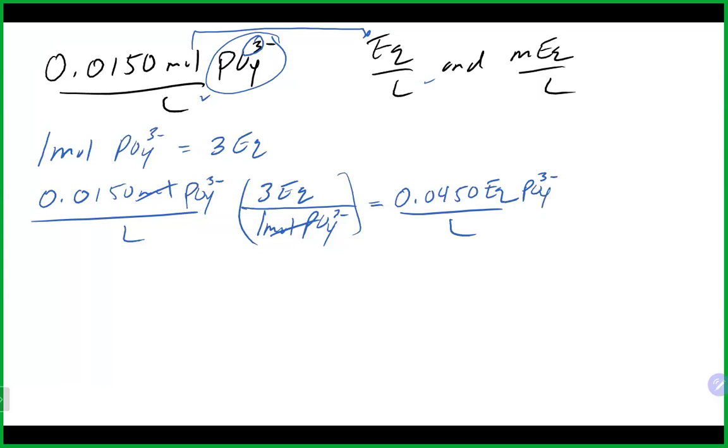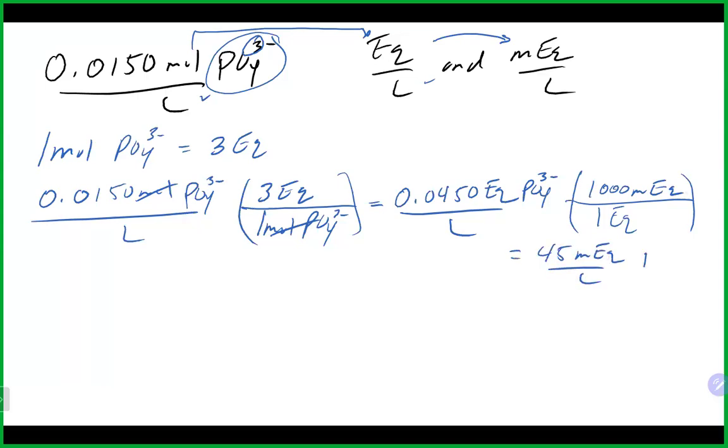At this point, we're just going to convert it really. It's just the kind of milli conversion from equivalents to milliequivalents. And again, here, as we saw previously, in 1 equivalent, there is 1,000 milliequivalents. So that's going to get us to about 45 milliequivalents per liter here of phosphate. Questions on that calculation there?